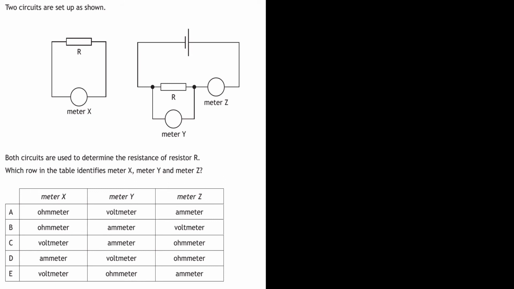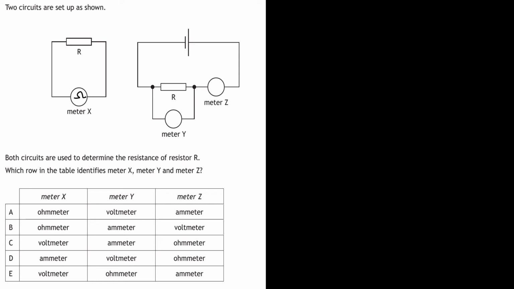So here's a past paper question. Both circuits are used to determine the value of resistance R. Which row in the table identifies meter X, meter Y, and meter Z? Well, if we are determining the resistance directly across a component, then this meter must be an ohm meter.